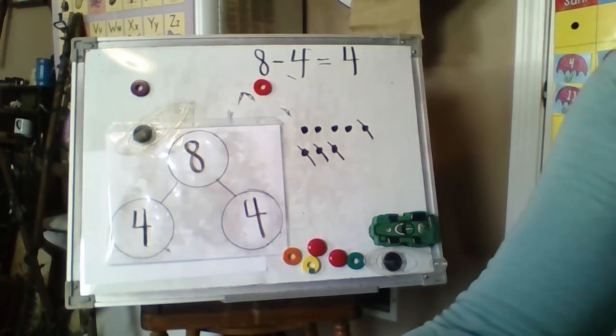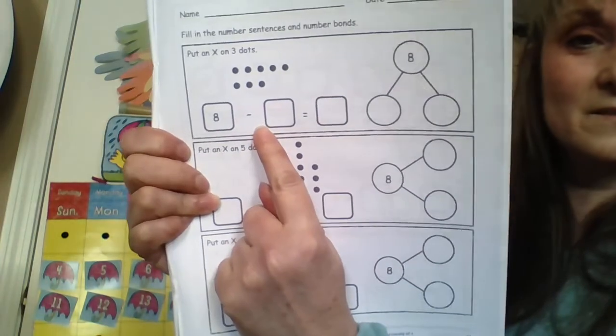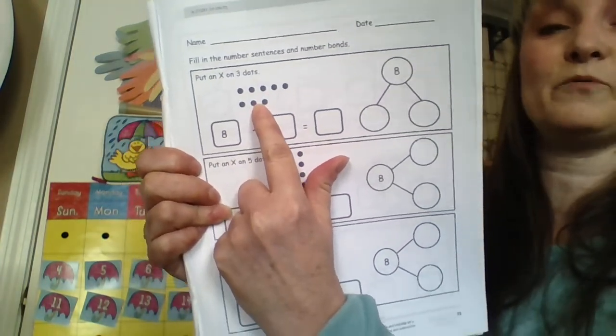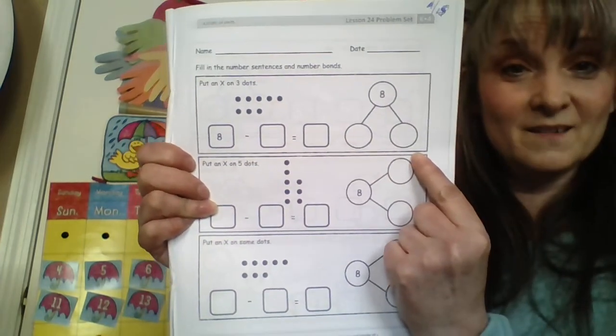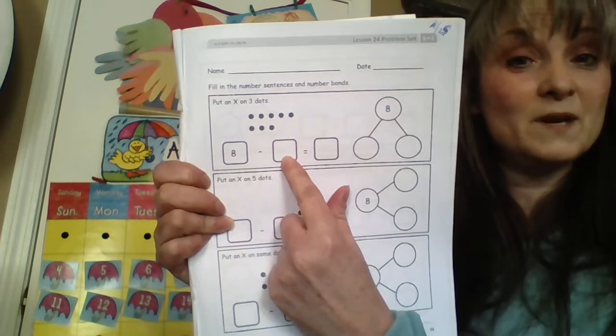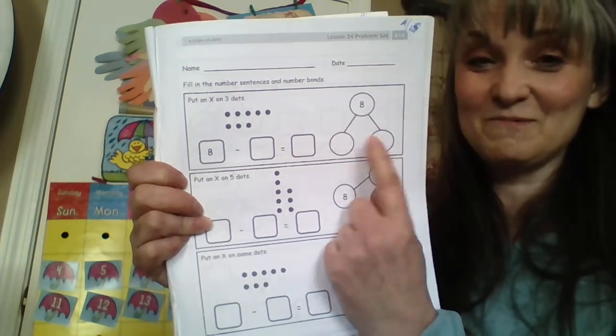So all of the questions today are going to be about the number 8. This is what the paper looks like. Put an X on 3 dots. That's what I would do too. I would put the X on the bottom 3. And then you have to fill it in. It's going to be 8 take away. What did we take away? 3 equals, that's right, 5. So it's 3 and 5.